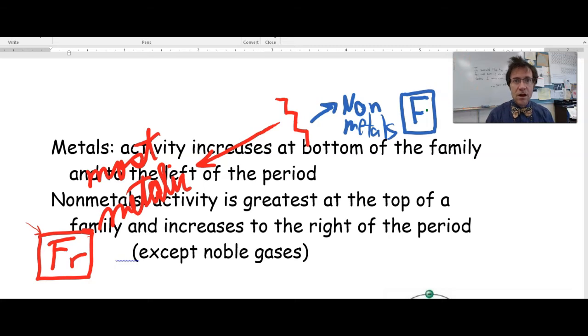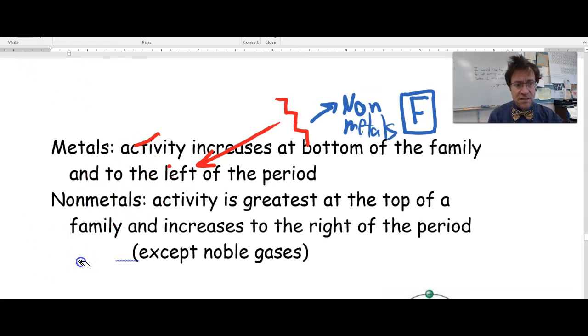It's like the one in the bottom left and the one in the top right, ignoring the noble gases because they don't do anything. That's where you get your most reactivity because they're like the most extreme with atomic radius. I mean, does that make sense, you guys?